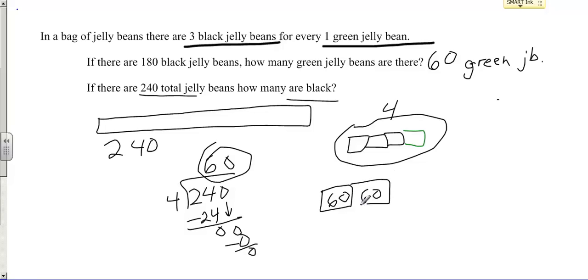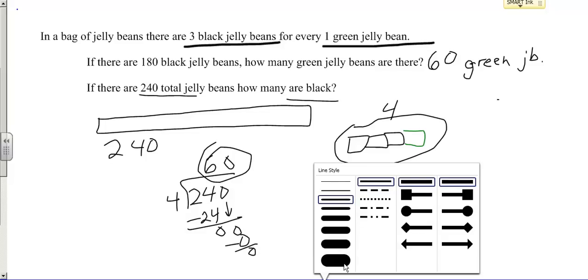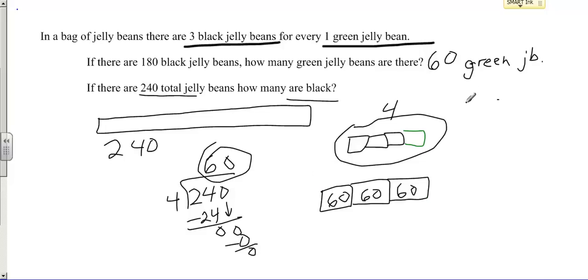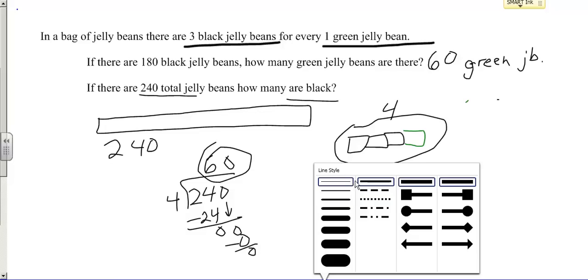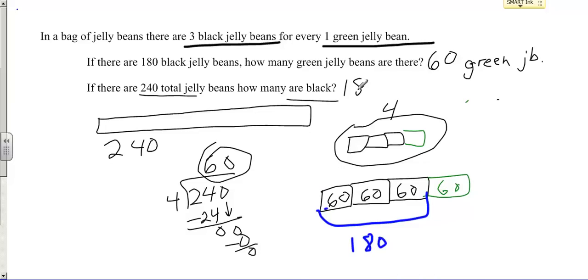Another 60. Black jelly beans. That's 2 boxes of black jelly beans. 3 boxes of black jelly beans. And now I get my green. My 1 green box of jelly beans. So the question asks me how many are black. Well, my black jelly beans run from here to here. So 60 plus 60 plus 60, or 60 times 3 is 180. So that would be my answer for the last part over here.